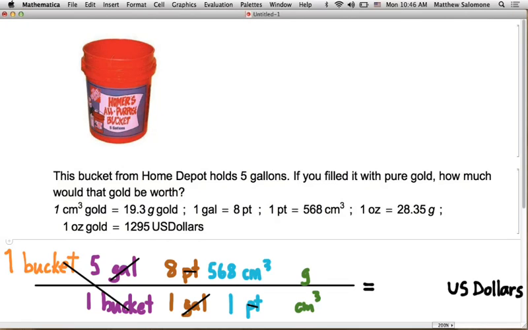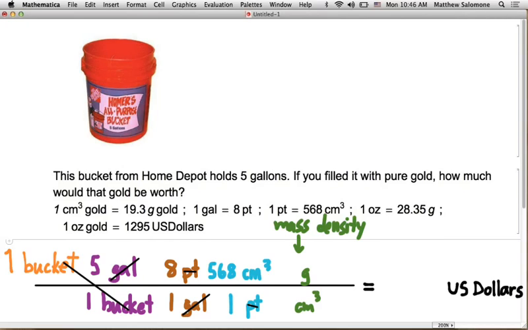Now, this conversion factor is not the same for every substance, right? This particular number that tells us how many grams of something there are per cubic centimeter is called the mass density. So this is secretly a density problem, even though we're treating it like a unit conversion problem. That's all we're doing, converting units.